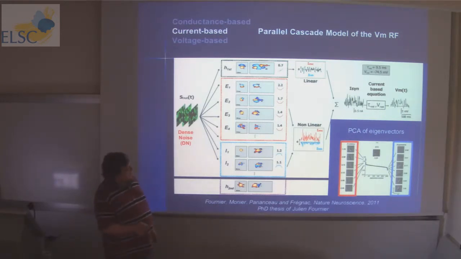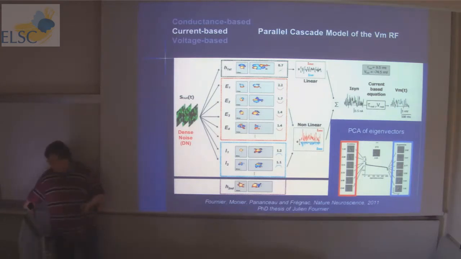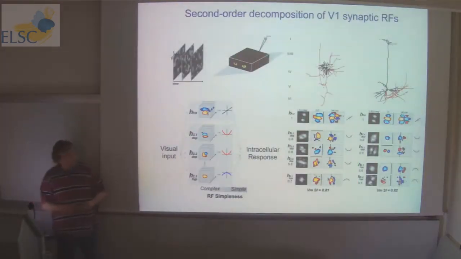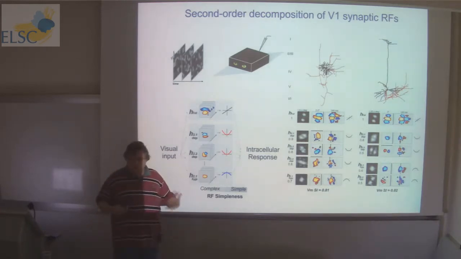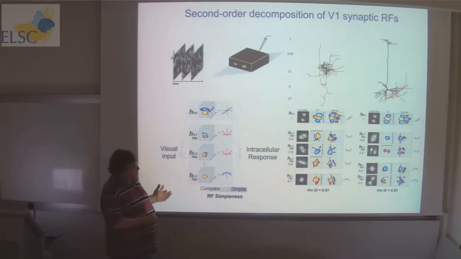So, in fact, if you go into the detail of it, you use then the current-based equation in order to retrieve the membrane potential. And in addition to what I'm showing, you also have to optimize the time constant of the current equation. Okay, so when you do that, it's a parallel cascade model. You find, even for a target cell in layer 4 and layer 6, the beautiful linear component of a classical simple cell. But in addition to that, you're seeing other subunits.